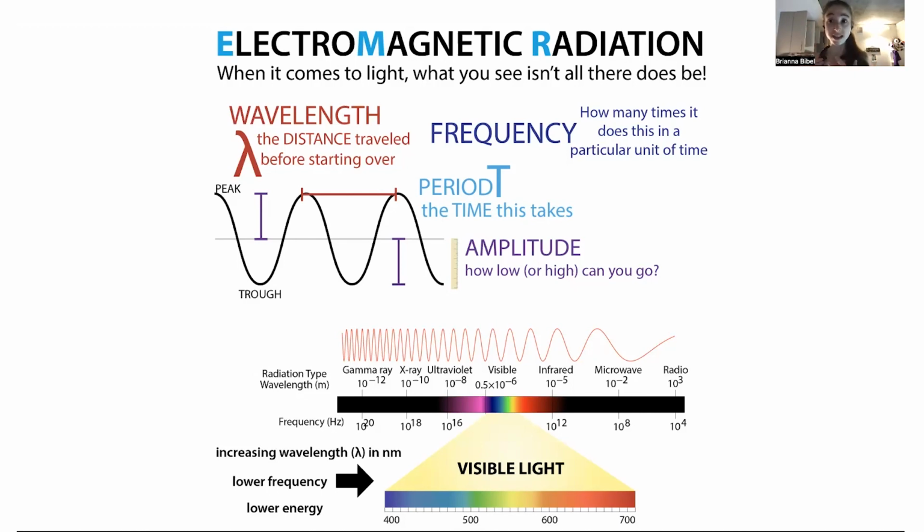All light travels at the same speed, the speed of light. So in order to keep that relationship, if you have more energy and you want to travel more, you're going to have to go up and down more times. So you have a higher frequency.